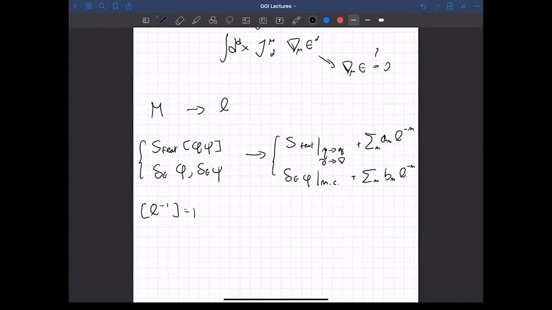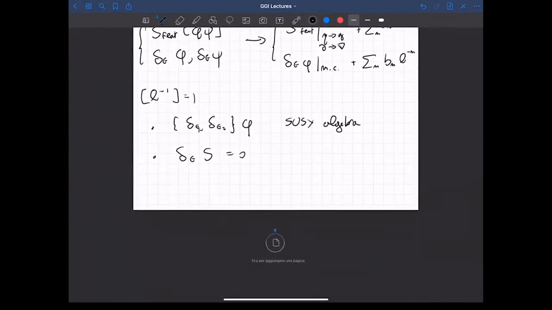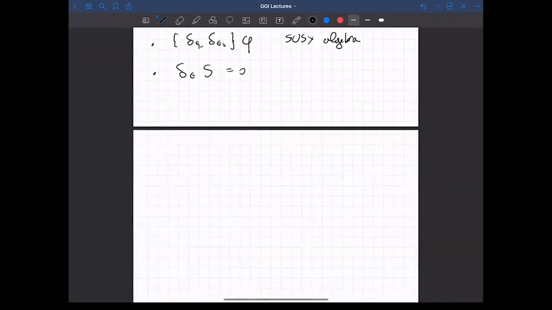And so you can ask yourself if it's possible to have a sensible SUSY algebra. This should be some reasonable SUSY algebra. And you also want to impose that delta epsilon acting on S is equal to zero. Since these terms are finite, it's a reasonable question, and you can actually compute by hand which coefficients you need. This is the first method that you can apply. And there are a lot of examples where this has been done successfully.